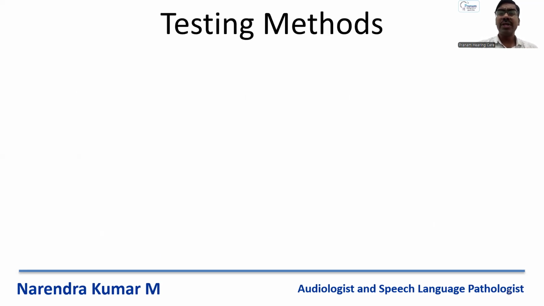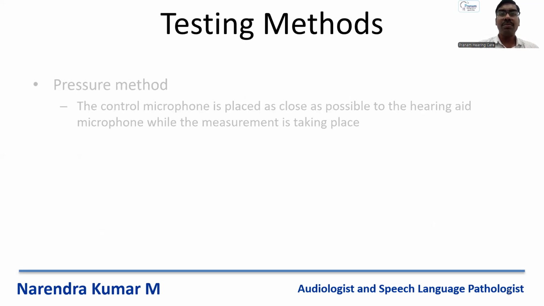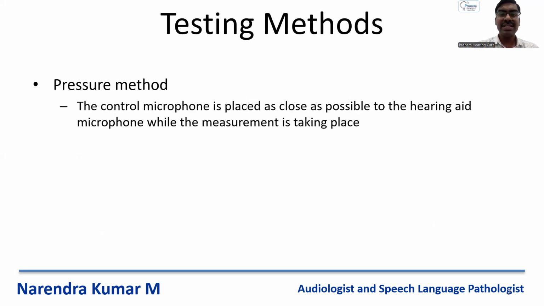There are two test methods in which electroacoustic properties of the hearing aids can be measured. One method is called the pressure method. In this method, there will be two microphones inside the test box. One microphone is called the reference microphone or the control microphone. The other microphone is called the measurement microphone. These two microphones are kept close to the hearing aid and it is measured.